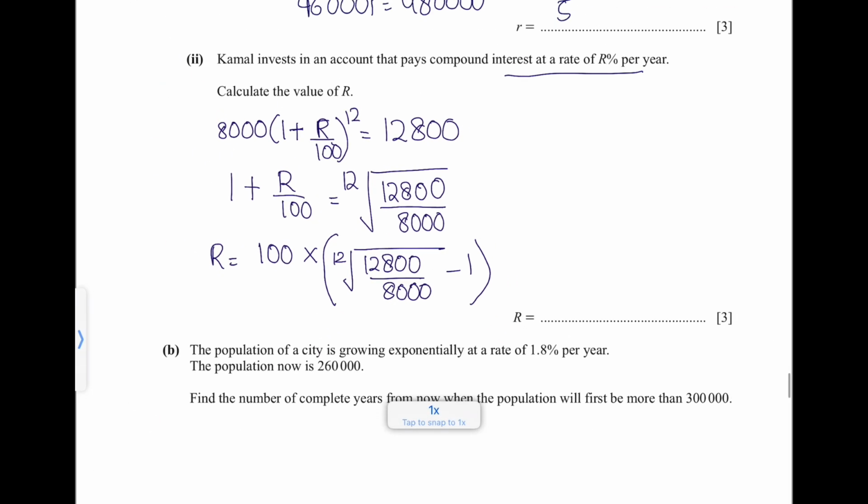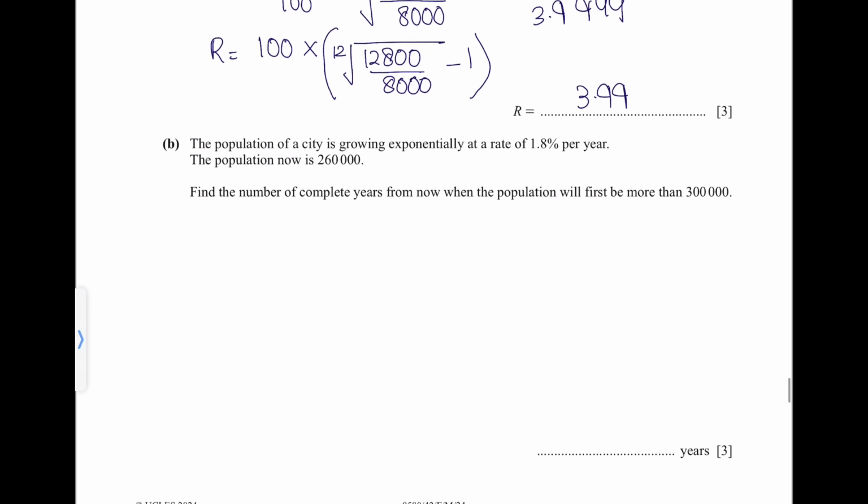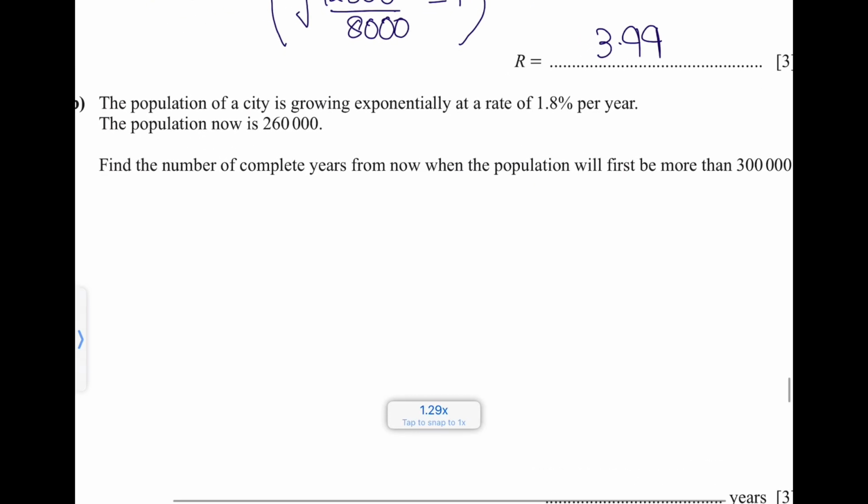That's giving me a rate of 3.99%. The answer is actually 3.9944. If I round to 3 significant figures, it's 3.99. So that's it, 3.99.